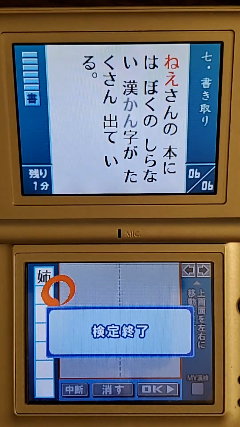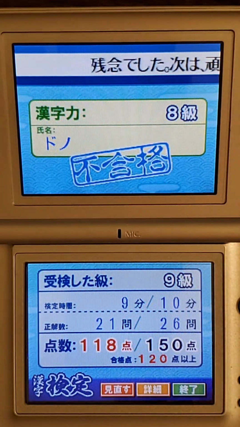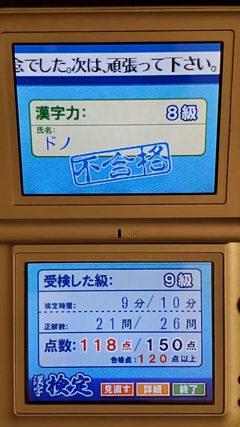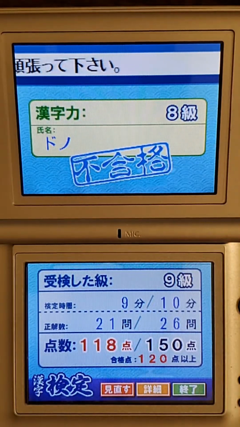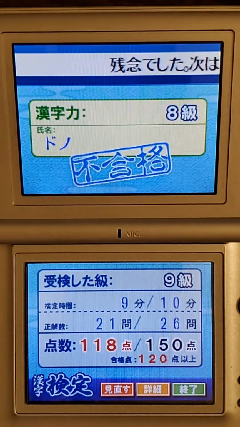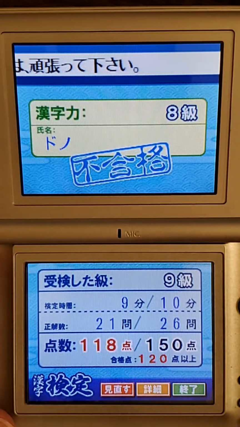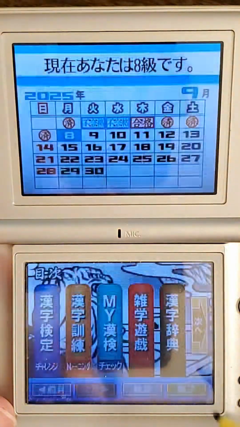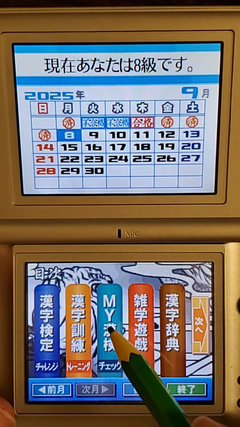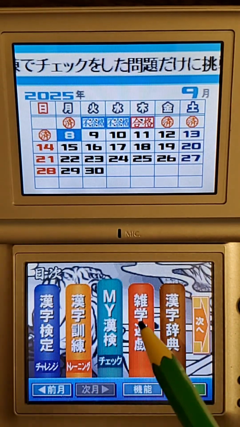Okay, so that's the end of level 9. Let's see what I got. I missed a few on there. More than level 10 and 8. I didn't even pass it. You gotta keep studying each level because I was passing 8 very regularly. 10 was easy, but 9, there were some that I couldn't remember, so I didn't pass it. But the ones I didn't know, I put them into my Kanken. This is where you'd go to study the ones that you put into my Kanken.